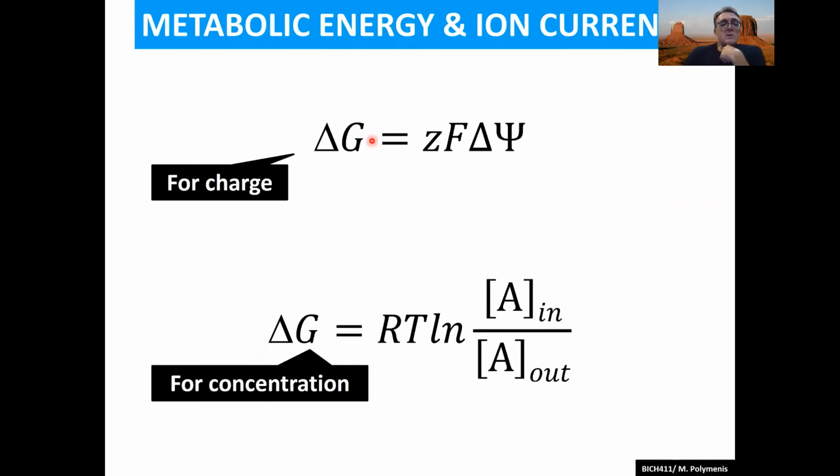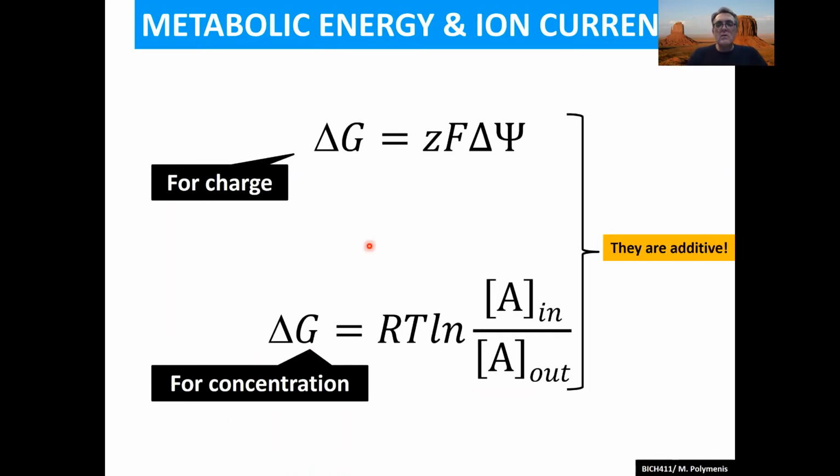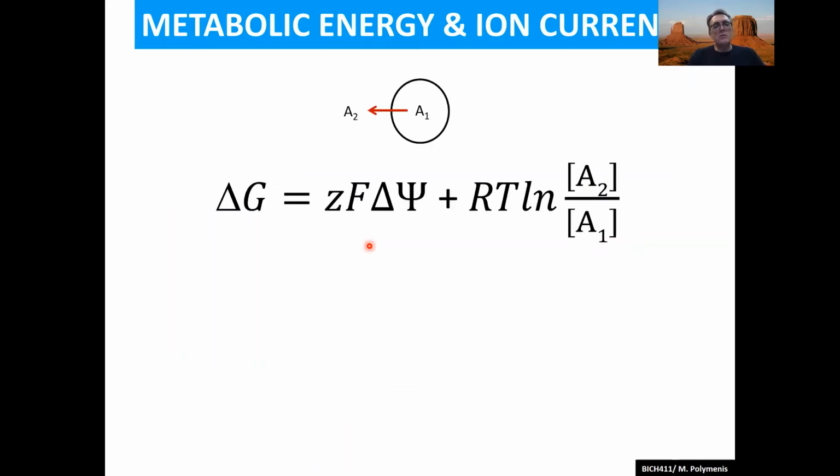Now, as is the case for all delta G's, they are additive and separable for different reactions. We remember when we were coupling reactions in glycolysis, as long as the net difference was negative, then we know that the pathway can happen thermodynamically. Same thing here. You can treat them separately: the energy associated with moving charges as opposed to moving just numbers of things. And these are the two equations. They are additive. You put them together to have the overall delta G for moving A from 1 to 2.